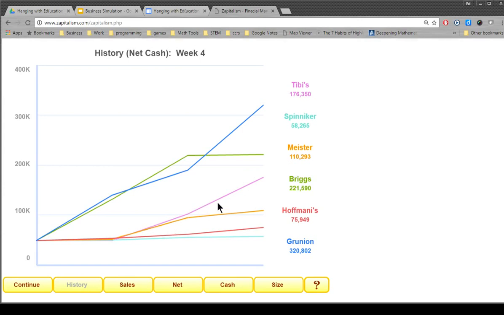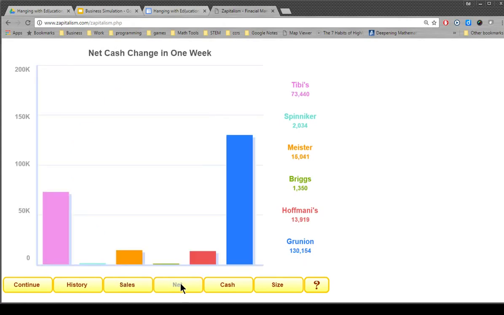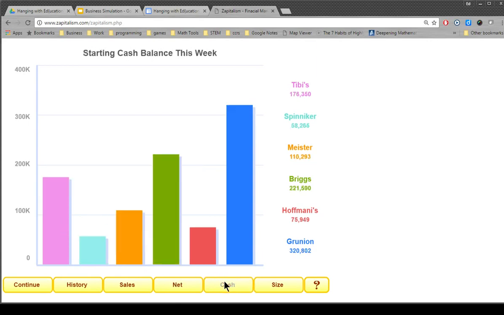Hey, our pink line is moving up. We've moved up into third place overall in terms of the net cash. Cool. We're starting to make some better decisions. We look at sales. Oh, blue is so dominant. And net growth, we're actually showing up on the chart now, which is cool.